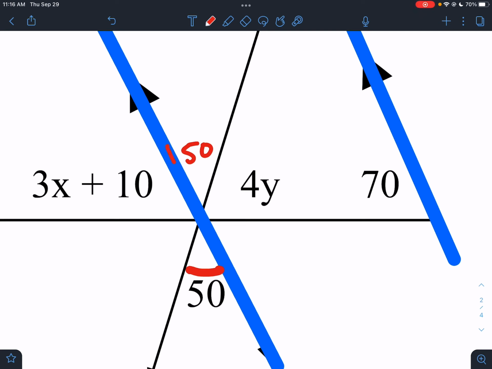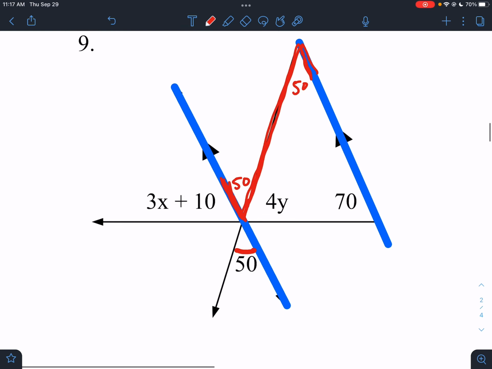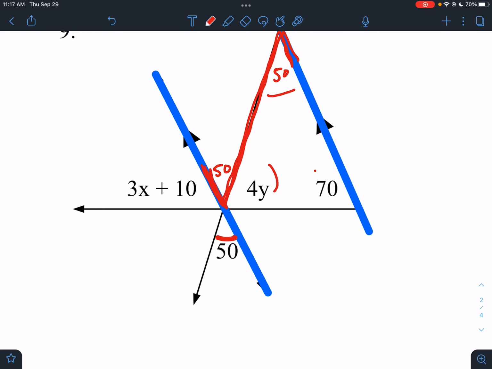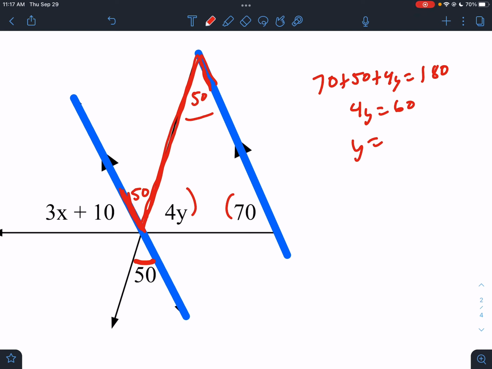That's right. It touches the parallel line, so we're going to trace it. There we go. That's got to be 50. Love it. So I see some stuff I can do here. I have 70. Look at these three angles. Those are a triangle. So we have 70 plus 50 plus 4y has to be 180. So 4y has to equal 60. So y has to equal 15. Got it.